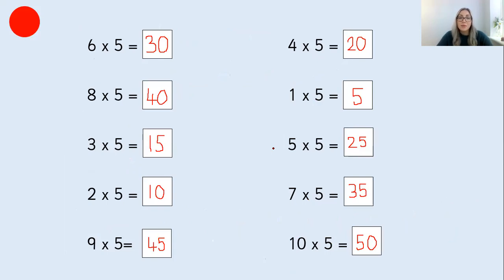And then our red challenge, we have got these answers. So 6 times 5 equals 30. 8 times 5 equals 40. 3 times 5 equals 15. 2 multiplied by 5 equals 10. 9 multiplied by 5 equals 45. 4 times by 5 equals 20. 1 times by 5 equals 5. 5 times by 5 equals 25. 7 times 5 equals 35. And 10 times by 5 equals 50.